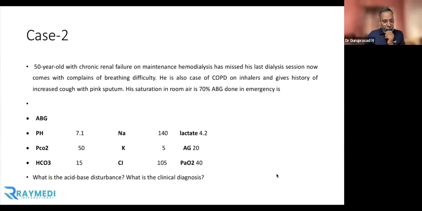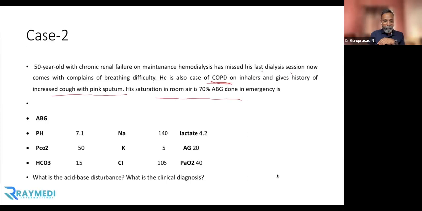Next, we'll go to another case. This is a 50-year-old patient with chronic renal failure on maintenance dialysis, who has missed the last dialysis. So now you should start thinking what may be the cause for the ABG you get. He is complaining of breathing difficulty. He is also a known case of COPD, so you can expect what the PCO2 should be. On inhalers, he gives a history of increased cough and pink sputum.